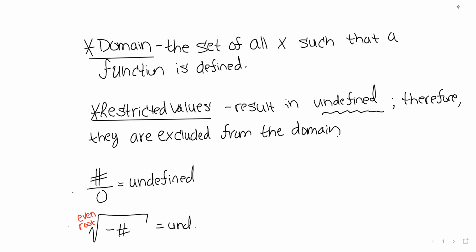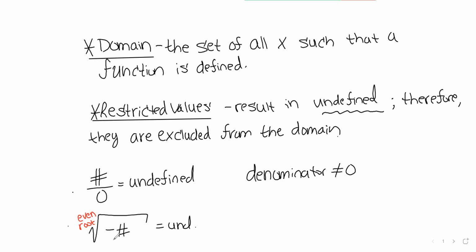So let's examine when those occur, how to specify the domain in interval notation, and how to express the domain graphically on the number line. So there's two cases to look out for. When you have a rational expression or division, division by 0 is undefined. So the denominator cannot equal 0.